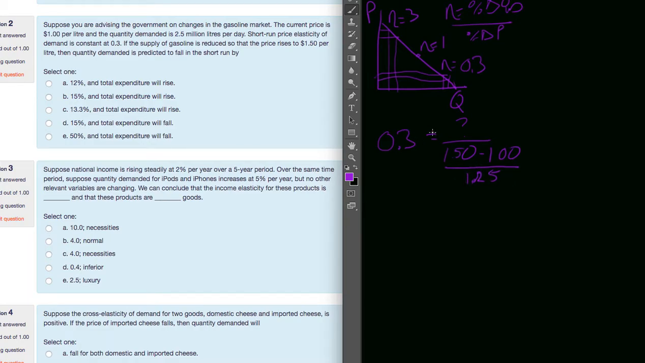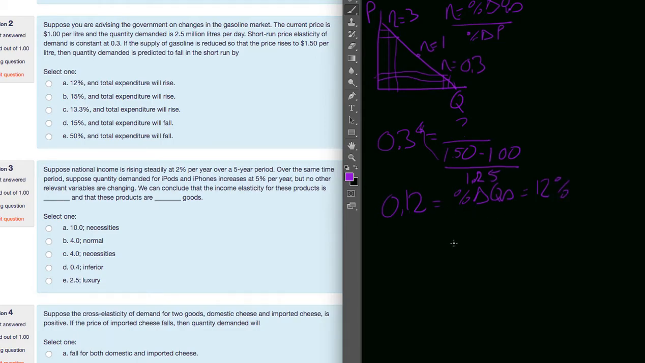If I have the division here and I want to bring it to the other side, I need to multiply instead of divide. So 0.3 times 0.4, I'd actually get 0.12. So it tells me that my percentage change in quantity demanded needs to be 12%. 0.12 is 12%.